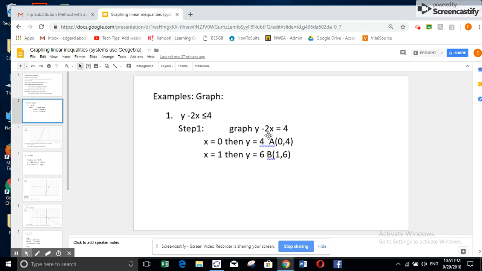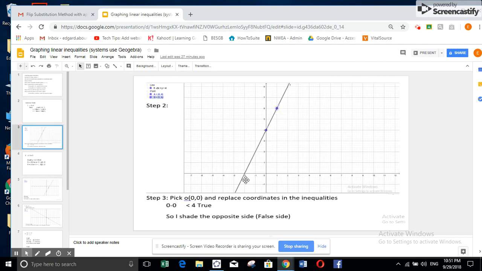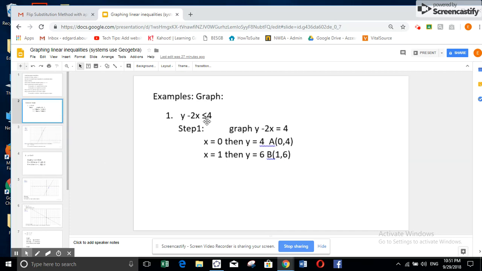If x is 1, you have y minus 2 equal to 4, so y equals 4 plus 2, which is 6. So I have these two points. You can see the picture here. I did it in GeoGebra. This is the line. It is a bold line because I have equal. I don't have less alone, I have less or equal.